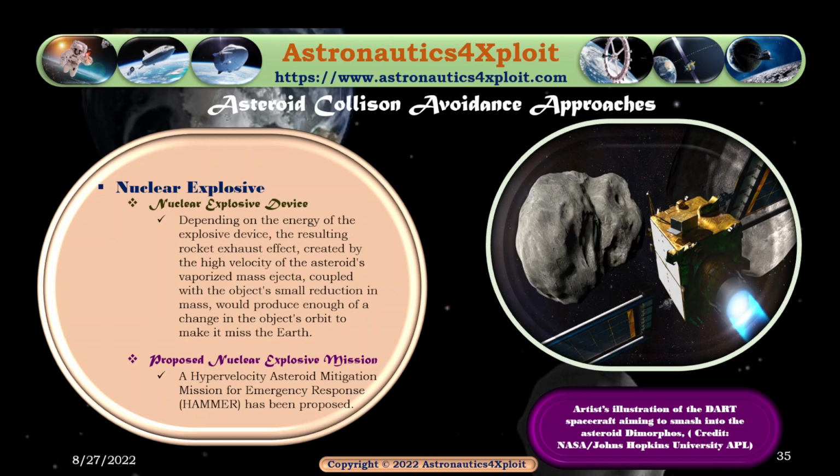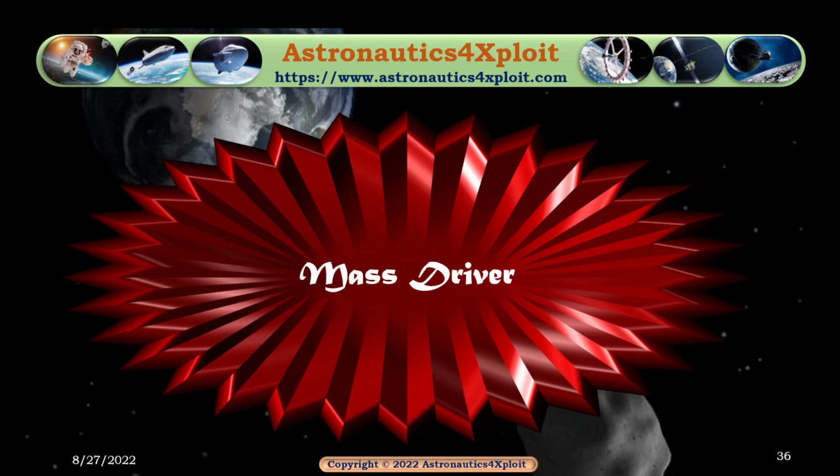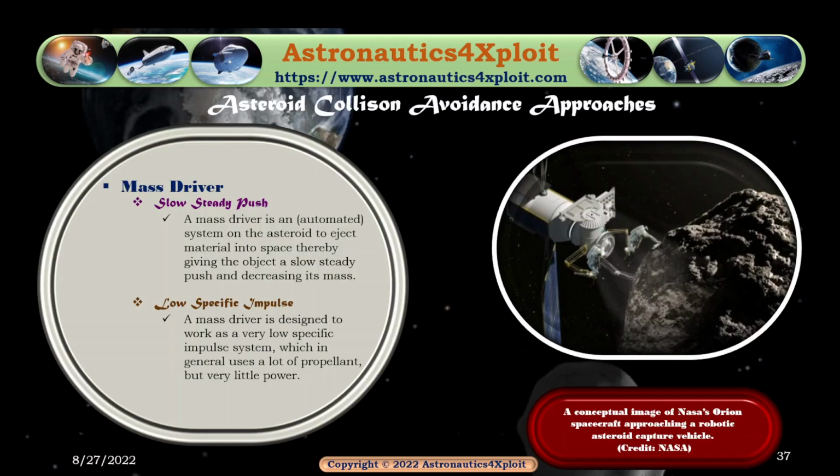This picture shows an artist's illustration of the DART spacecraft aiming to smash into the asteroid Dimorphos. Mass driver is another approach that is being proposed. A mass driver is an automated system on the asteroid to eject material into space, thereby giving the object a slow, steady push and decreasing its mass. A mass driver is designed to work as a very low specific impulse system, which in general uses a lot of propellant but very little power.